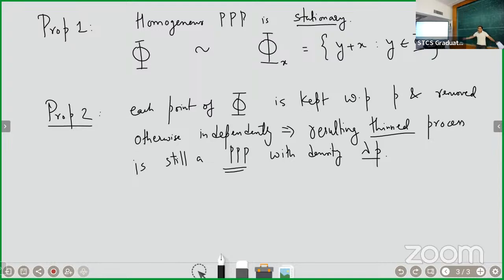And similarly, you can take the union of two independent processes. It will still remain Poisson. So you take phi1 and phi2. Both of them are individually Poisson processes with lambda1 and lambda2. You mix them up without doing anything, just take the union of the two. That is a new Poisson process with lambda1 plus lambda2. That's also mentioned.